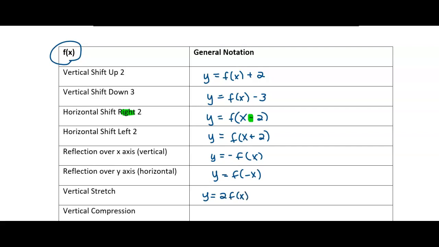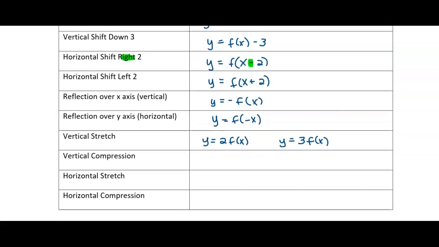So like if you're stretching by a factor of 2, you would use a 2. If you're stretching by a factor of 3, then you would use a 3. Okay, and both of those would tell you a vertical stretch. A vertical compression, the number out front will just be a fraction.